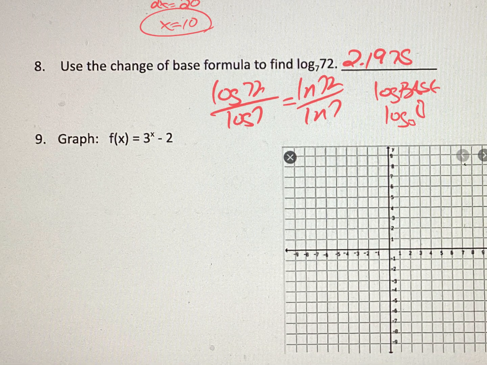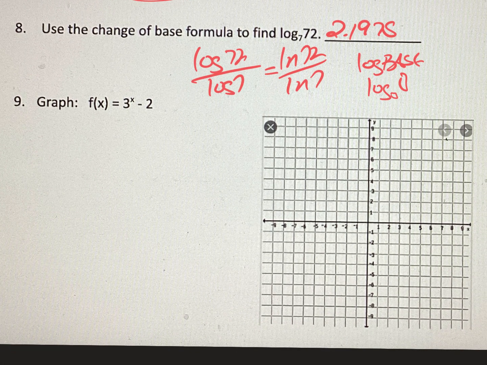Number 9, graph that exponential. Now, usually when I have an exponential equation like this, the asymptote is on the x-axis, but because there's a -2 right there, the asymptote gets shifted down 2. Remember, your first point's always 1 above. I know it's growth because the base is bigger than 1. I'm going to go 1 to the right of my first point. My first point's at 0.